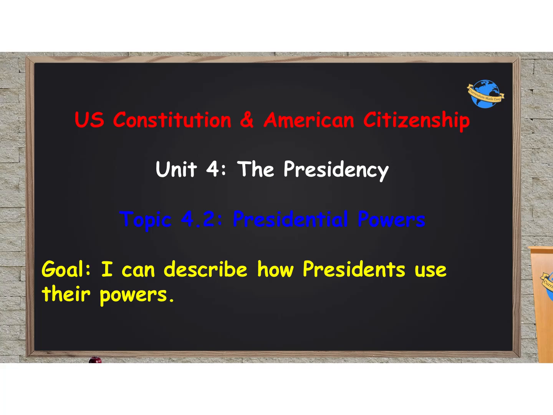Welcome to the second lesson in our fourth unit on the presidency. Today is topic 4.2, presidential powers. So our goal today is for you to be able to describe how presidents use the powers that are given to them by the Constitution.